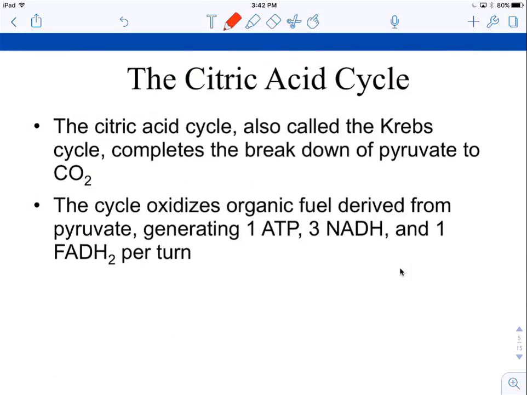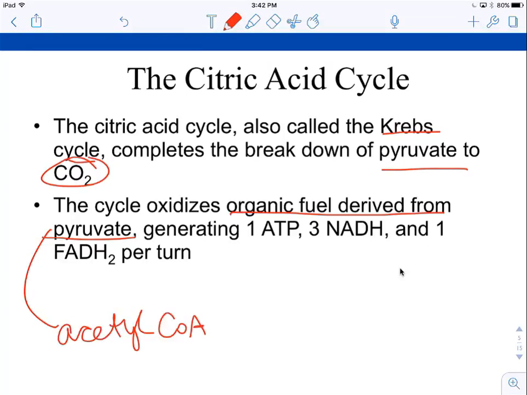So now let's have a look at the citric acid cycle. It's also called the Krebs cycle, and it completes the breakdown of pyruvate into carbon dioxide. Now, conversion to acetyl CoA has already released one molecule of carbon dioxide, and so there are two carbons left on each pyruvate. The citric acid cycle uses organic fuel derived from pyruvate. The organic fuel derived from pyruvate, as you remember, is acetyl CoA.